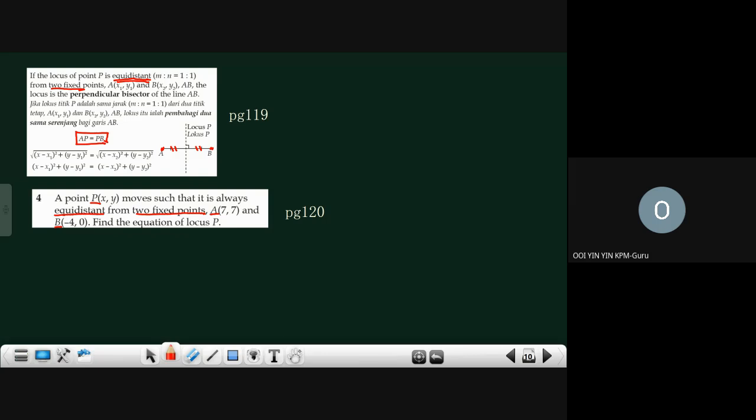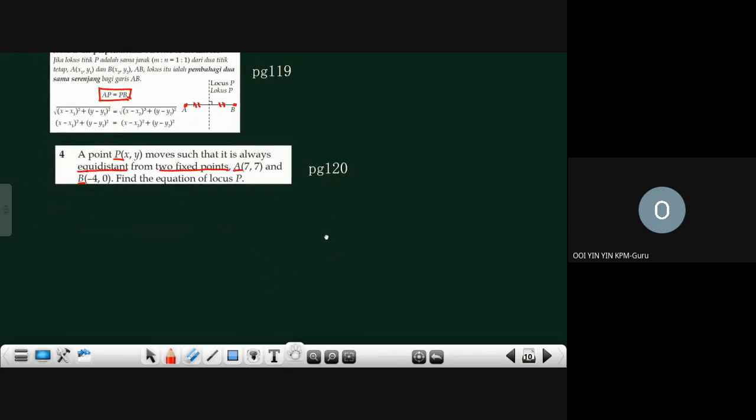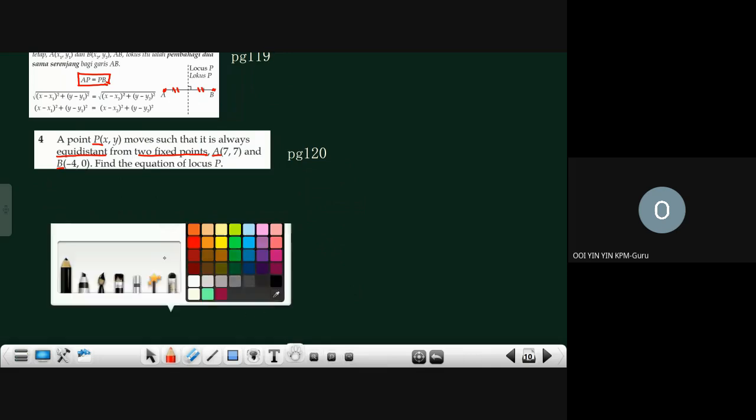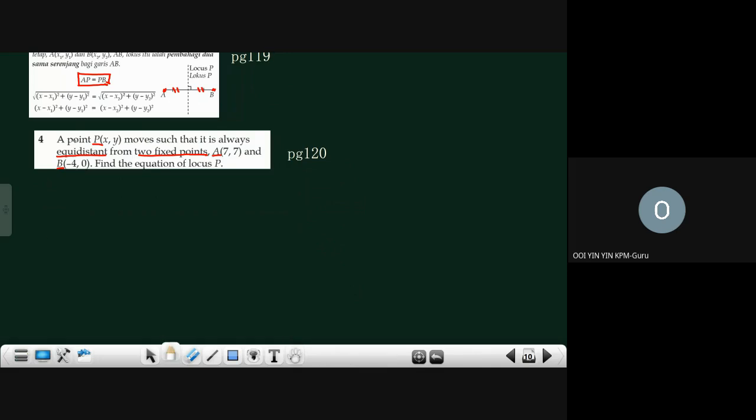Because the distances are the same, right? So AP equals PB. Then we start with this. Same here, AP. Here also they give you A and B, right? So that means your AP equals your PB. We start like this. And then because it is distance, right?